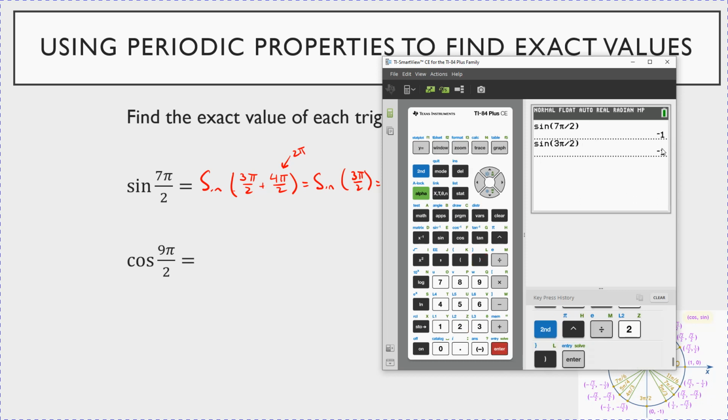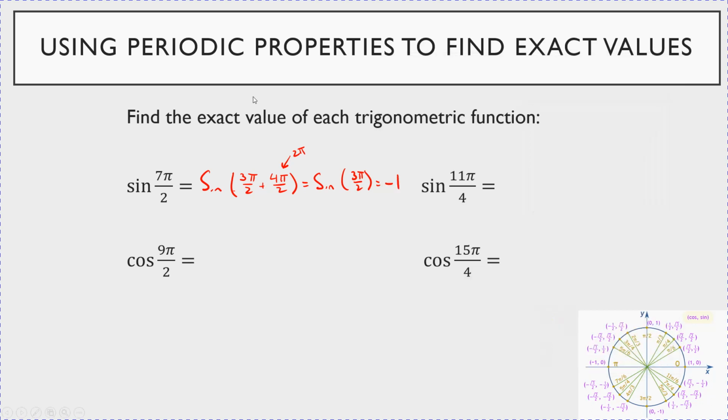Look at that. This method works, okay? So then look here, how would you do this next one? Okay, sine of 11 pi over 4. Well, you want to break this up as sine of 3 pi over 4 plus 8 pi over 4.